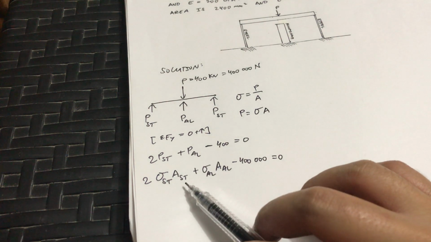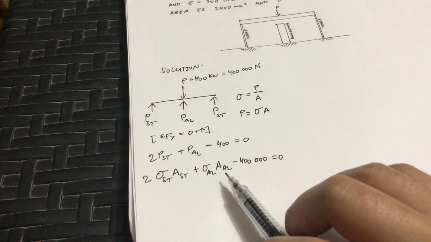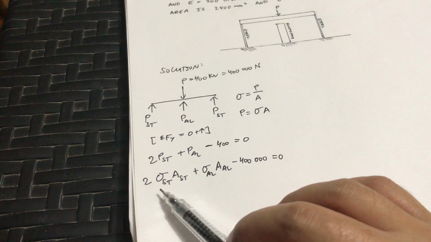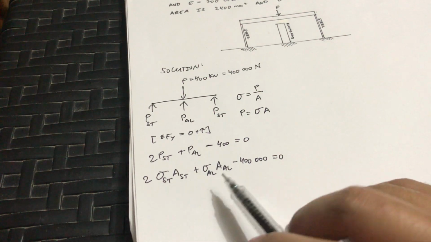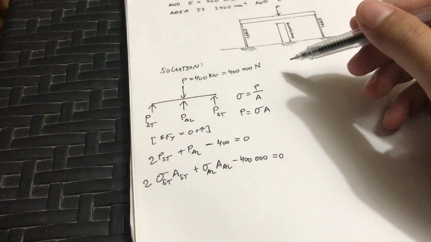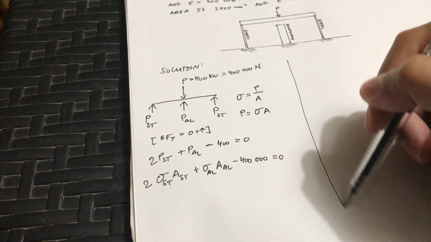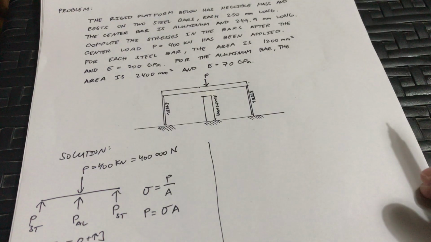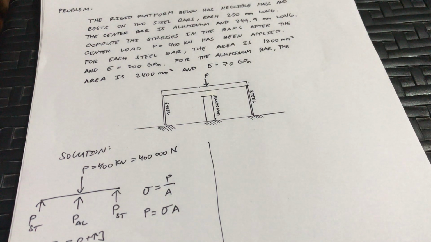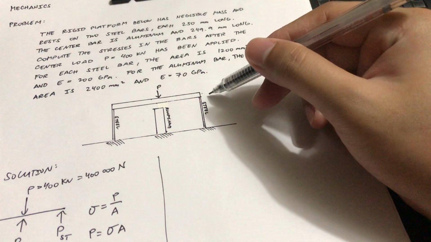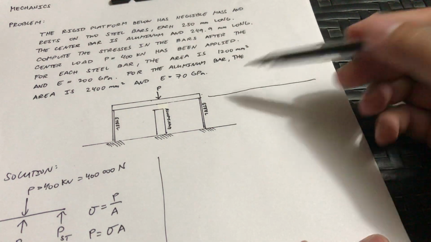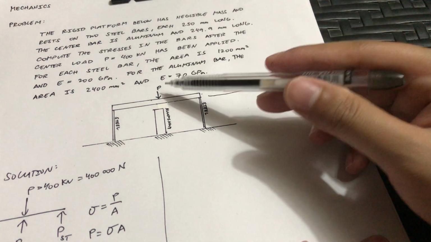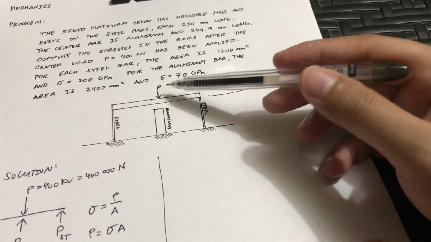We have the value for the area of the steel, area of the aluminum. We do not have the stress for the steel and the stress for the aluminum. Two unknowns, and we only have this equation. So this is statically indeterminate. This is where the equation for the deformation is useful. Now, if this is the initial location of the platform, the steel will deform due to the load.